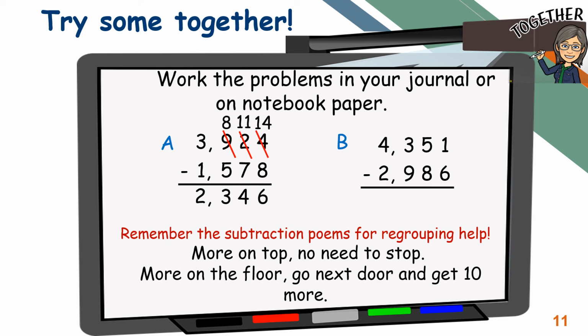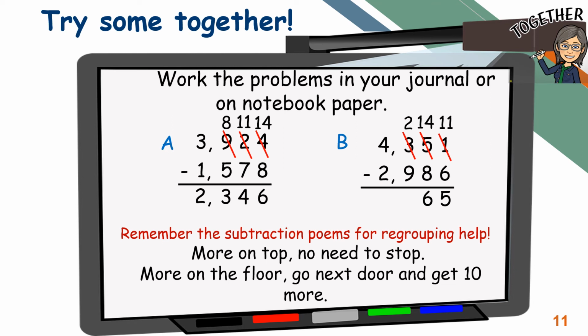Now let's discuss problem B. We cannot subtract 6 ones from 1 one, so we need to take a 10 from the 5 tens and trade it for 10 ones. That leaves 4 tens in the tens place. When we add the 10 ones to the 1 one in the ones place, we get 11 ones as shown. In order to subtract 8 tens from 4 tens, we need to take 100 from the 3 hundredths and trade it for 10 tens. That leaves 2 hundredths in the hundredths place and gives us 14 tens as shown.